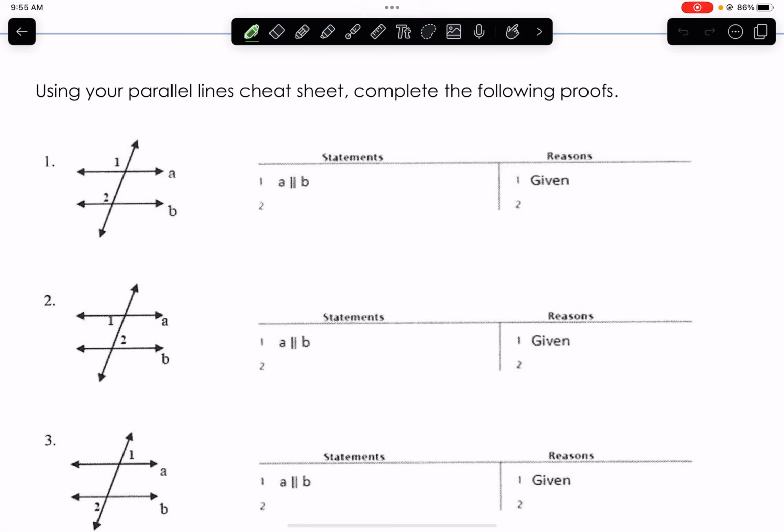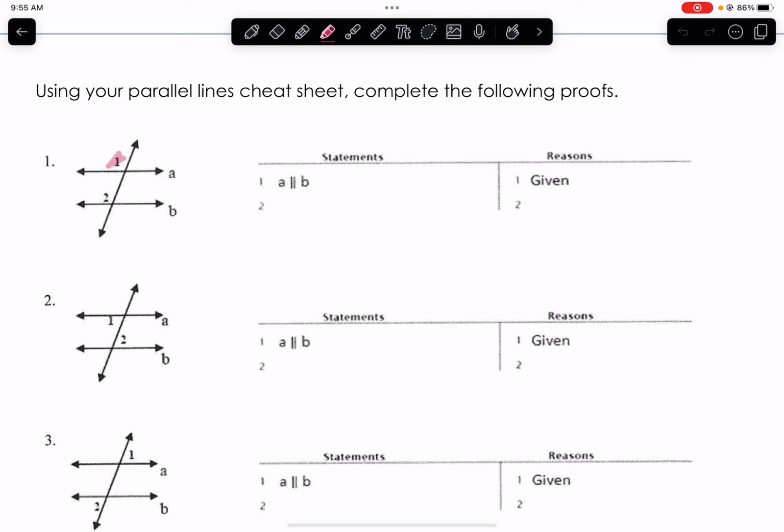The second part of Unit 4 has us use our knowledge of parallel lines and triangles to write proofs. So, using your parallel lines cheat sheet, complete the following proofs. These are very simple 2-line proofs that are just asking you to practice stating what you know about parallel lines in a proof format, right?